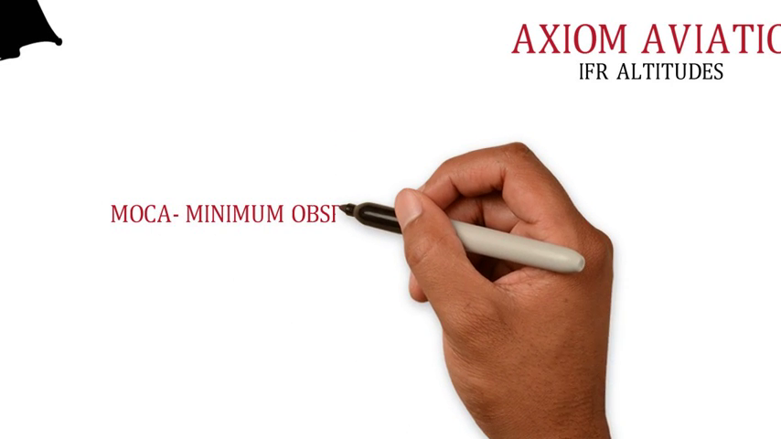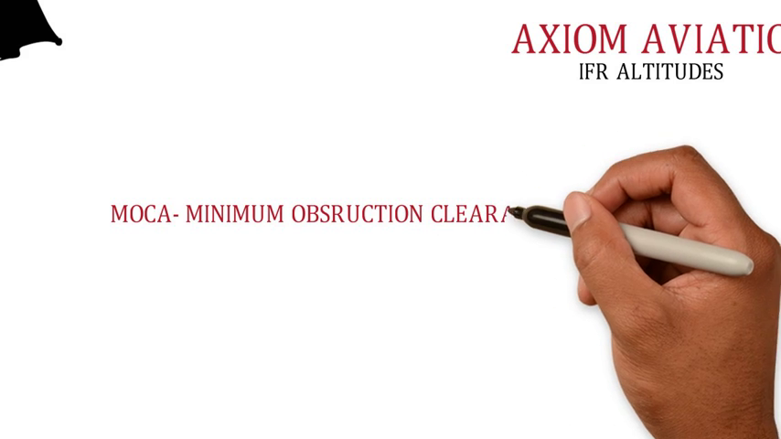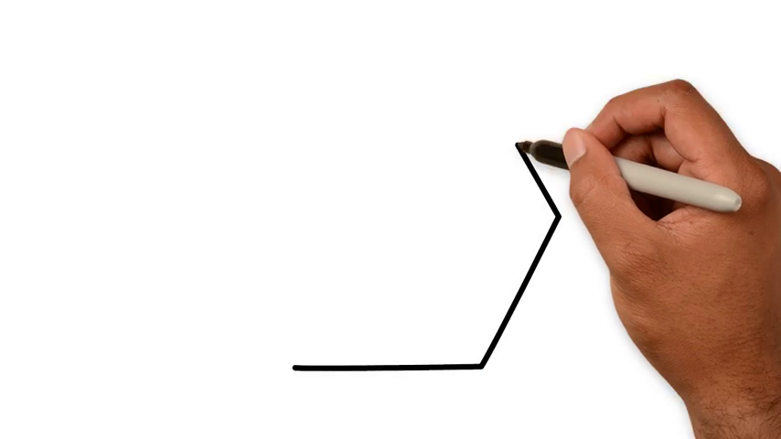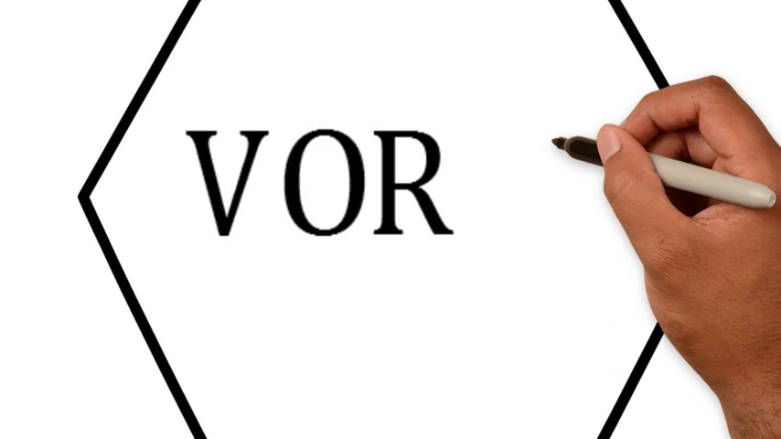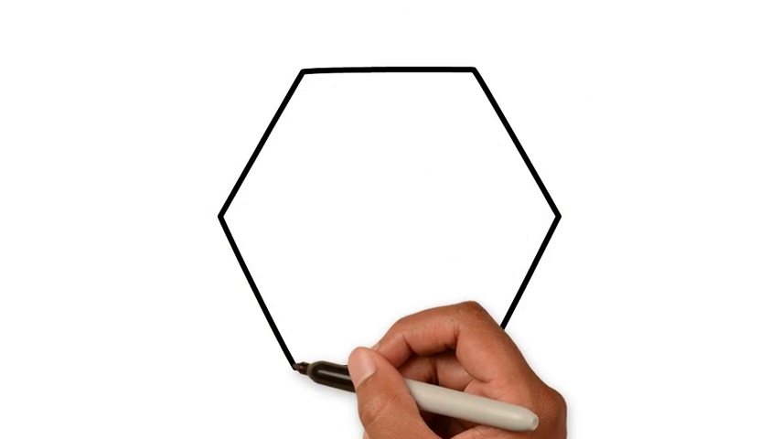The next altitude we're going to talk about is MOCA. MOCA stands for minimum obstruction clearance altitude. Now MOCA is pretty similar to an MEA, but it does have one major difference. So let's go ahead and draw our two VORs up here and get our course between them as well.